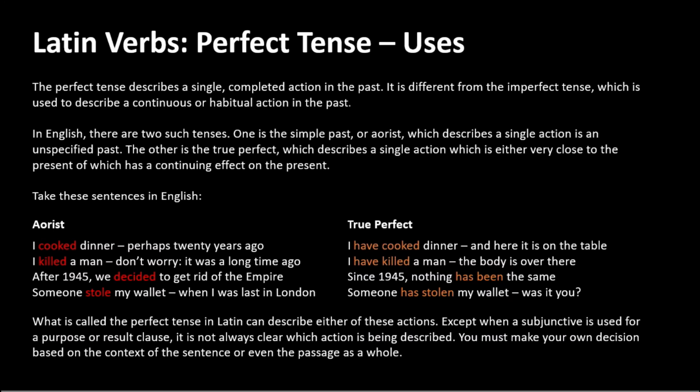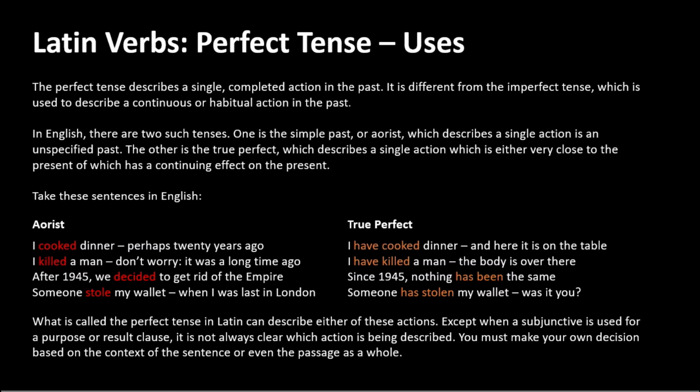So we have in English, and we have in Greek as well, if you are or are proposing to study this language, two distinct tenses which describe completed actions in the past. The aorist, or what is sometimes in English called the simple past, and the true perfect. And these two tenses are different. They're sufficiently different for them to be used a lot in English. Yet what in Latin is called the perfect tense can be used to describe either of these kinds of action.